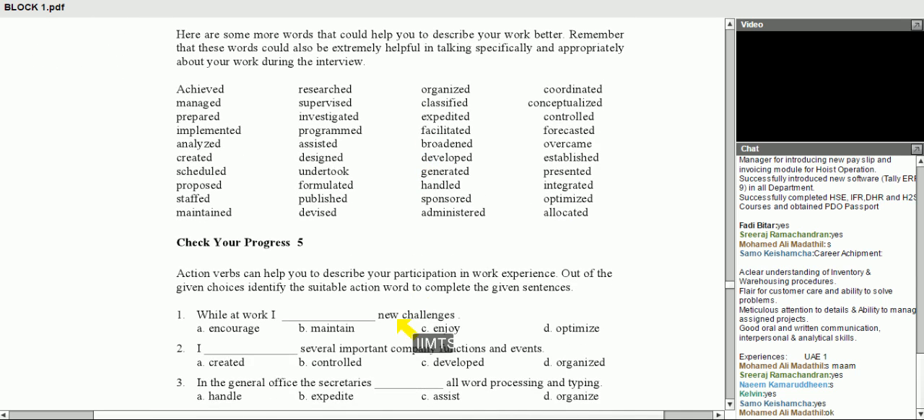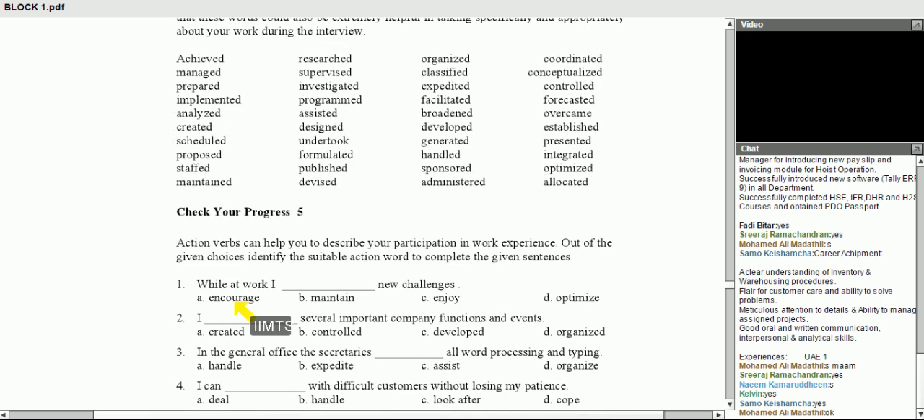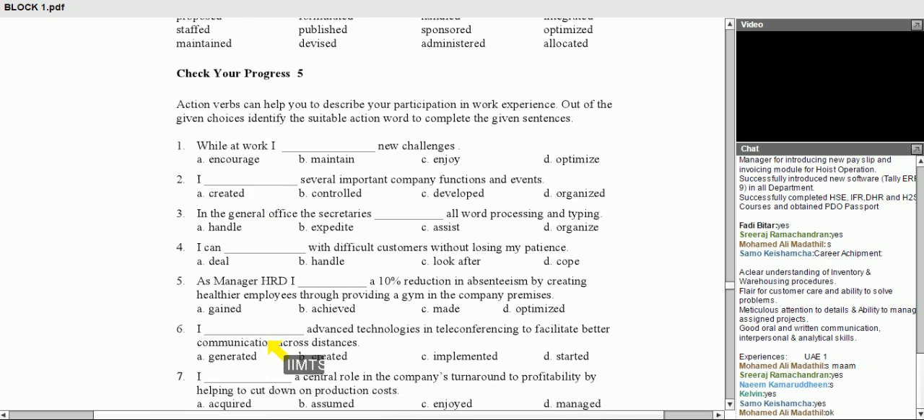Now, action verbs can help you to describe your participation in work experience. Out of the given choices, identify the suitable action verb to complete the given sentence. While at work, I enjoy new challenges. So you have to choose the appropriate answer from the options given below.